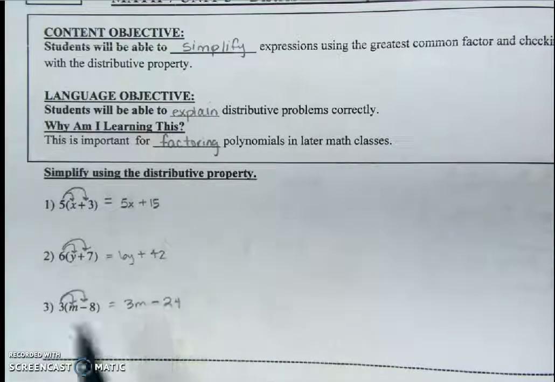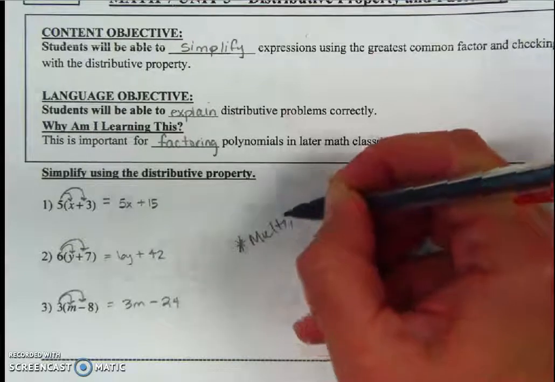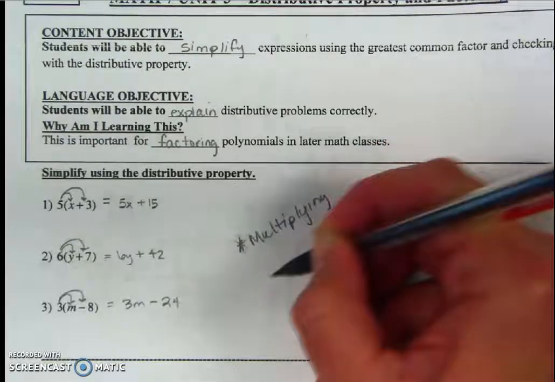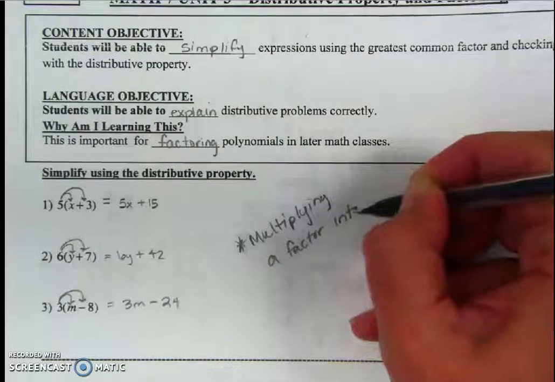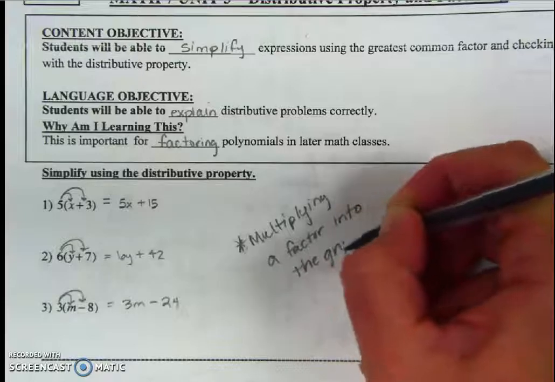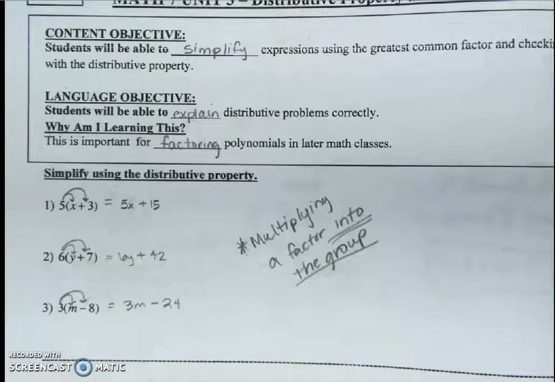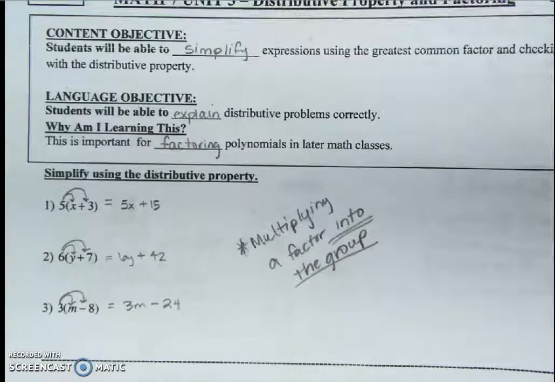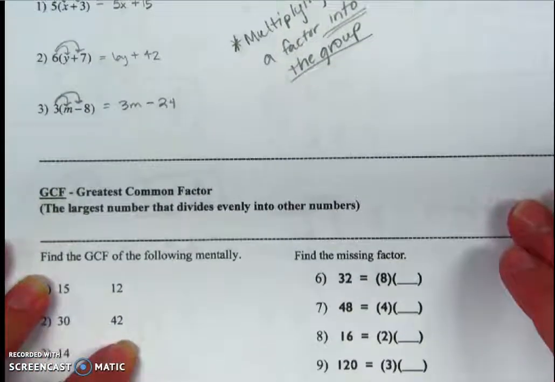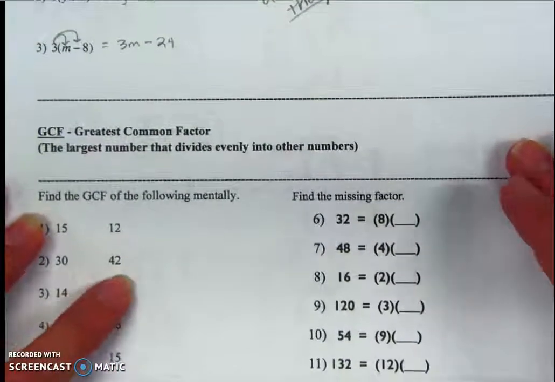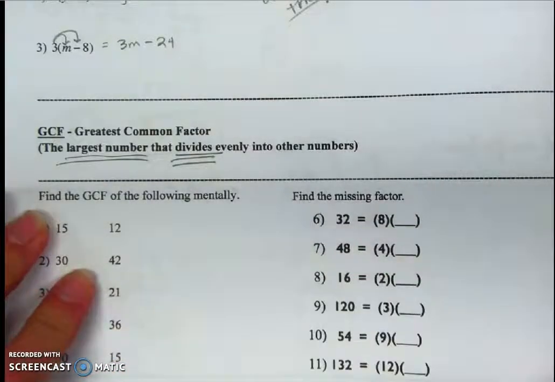Remember, we're multiplying it in. So this is multiplying, write this down please, multiplying a factor into the group. We're multiplying it in. And so distributive property we're multiplying in. Factoring means we're dividing it out. So we're going to use the greatest common factor. Remember, that's the largest number that divides evenly into other numbers.